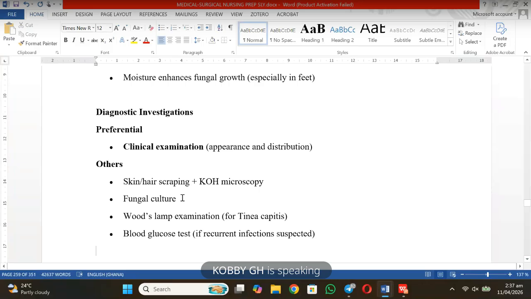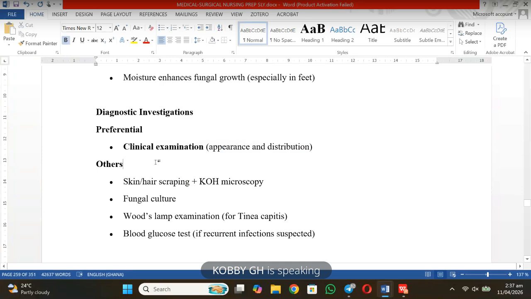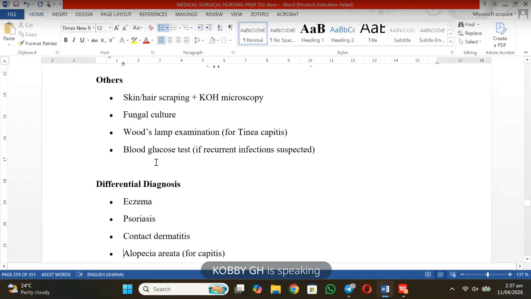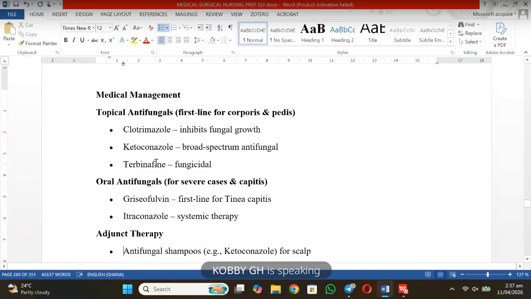Yes, like I said, I keep on repeating that for integumentary system conditions, when it comes to the preferential diagnosis, we use the physical examination. So pay attention to that. If the examiner is trying to assess your knowledge of integumentary system conditions, we usually use the physical examination.